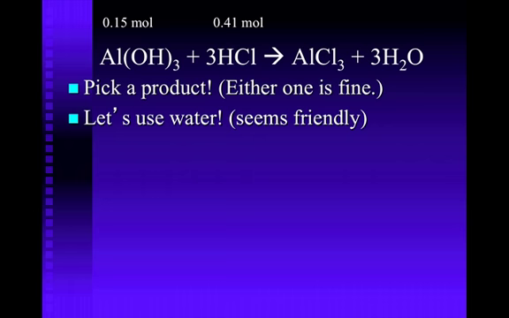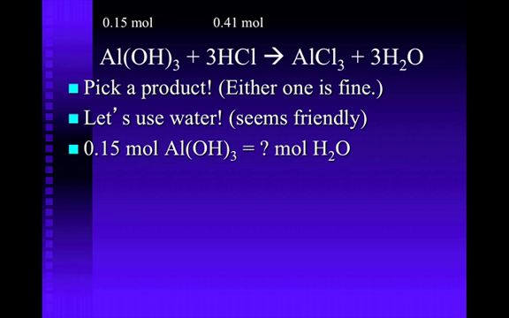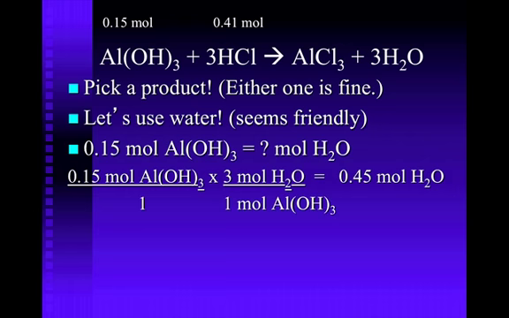Let's use water for my example. For the first fence post, I'm starting with 0.15 moles of aluminum hydroxide, and I want to know how many moles of water that will make. So I make my fence post with 0.15 moles of aluminum hydroxide over 1, and then just do the mole ratio step. The 1 on the bottom comes from the coefficient, and the 3 on the top comes from the 3 in front of the water, the 3 coefficient. 0.15 times 3 is 0.45 moles of water.